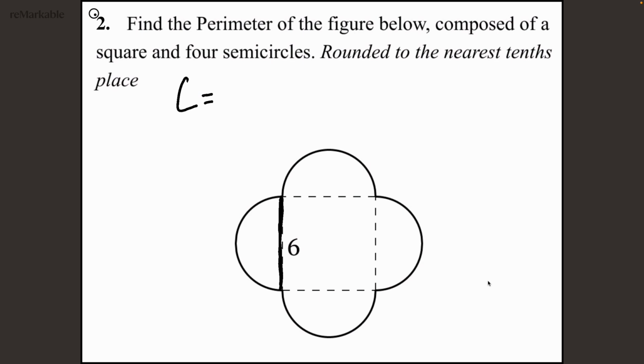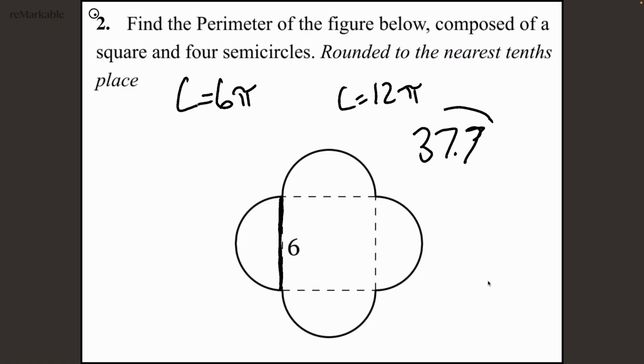For one of the circles, one of them equals 6 pi. That means the other one would be 6 pi as well, so I could just times it by 2. You could just put 12 pi into your calculator. And what do we get? 37.7. Do we get 37.7? That's right, Connor.